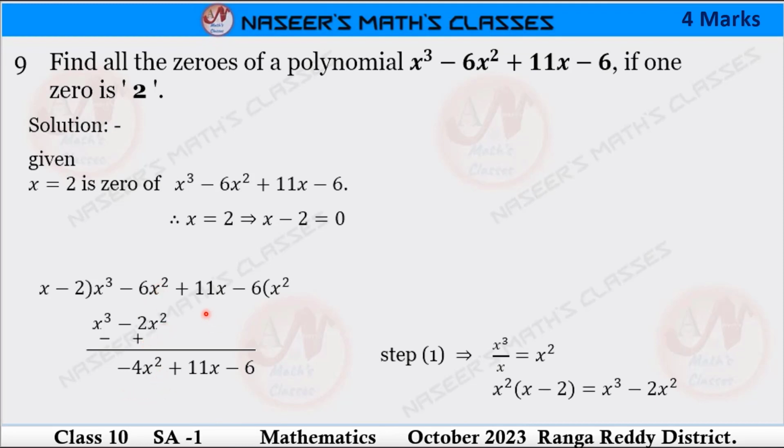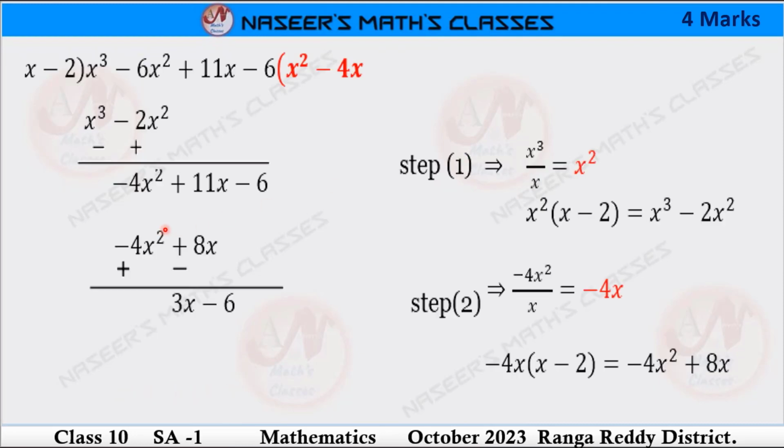And we take down the 11x and the minus 6. Then we can write it as minus 4x square plus 11x minus 6. So we have to remove the minus 4x square. To remove this one, we have to divide minus 4x square with x. Then we get minus 4x. Minus 4x is the second quotient term.